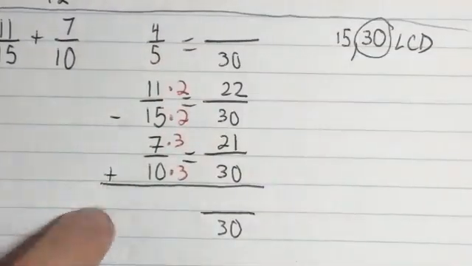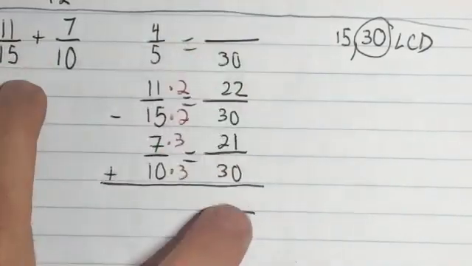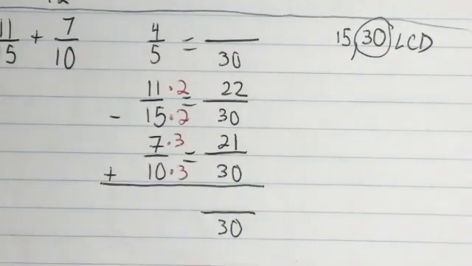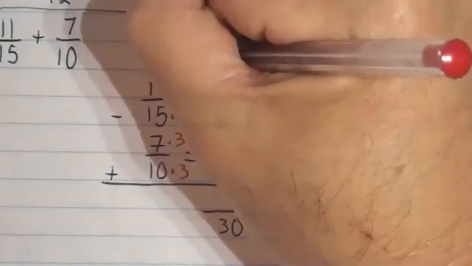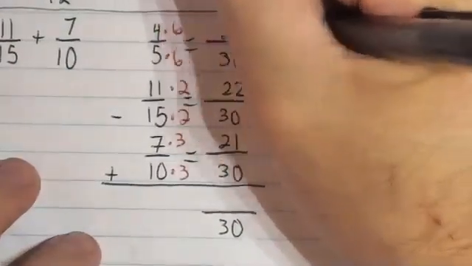Right now, we're not worrying so much about these signs. We'll talk about that in a second, but we just got to change all these fractions with the denominator of 30. 5 times what gives me 30? It'll be 5 times 6. So I do 6 times both top and the bottom. 4 times 6 gives me 24.